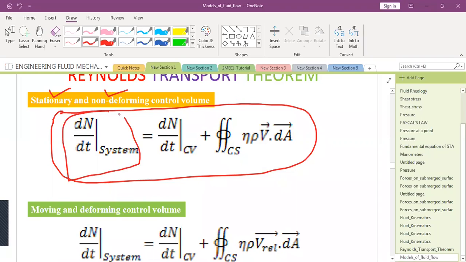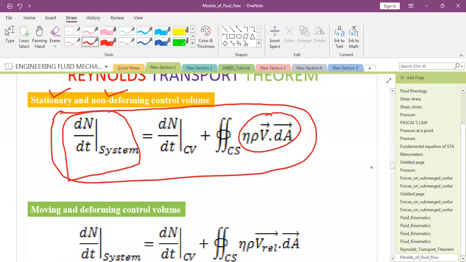So what is the physical significance of this term? Which term? The one with n, rho, v dot dA. This one? Yes sir. Okay.